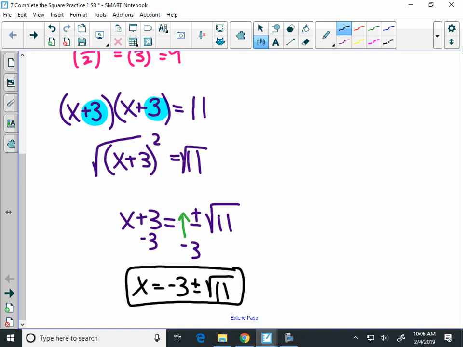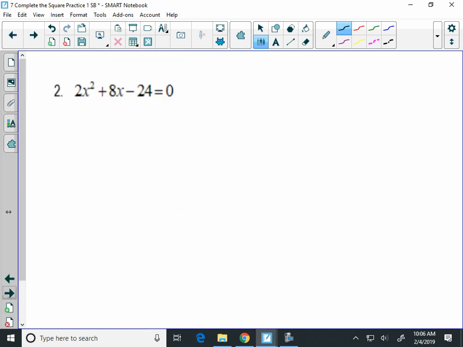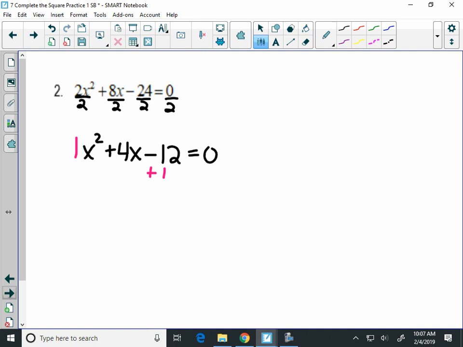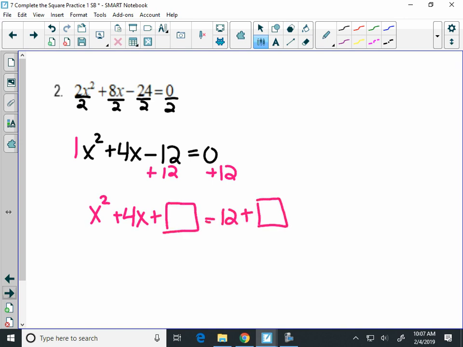And that's your answer. Now when I look at number 2, I have 2x squared plus 8x minus 24. I first have to start by dividing every term here by 2. I'm not allowed to have a 2 as my leading coefficient. When I do that, I get x squared plus 4x minus 12 equals 0. All right, now I have a leading coefficient of 1, and I need to move the 12 to the other side and replace it with a box. So I have x squared plus 4x plus a box equals 12 plus box.